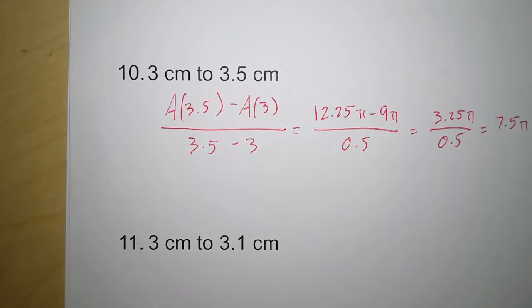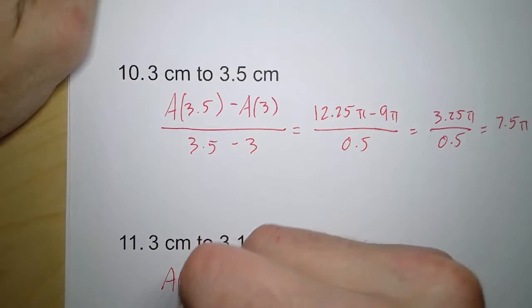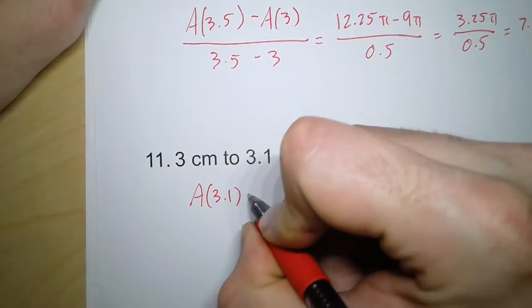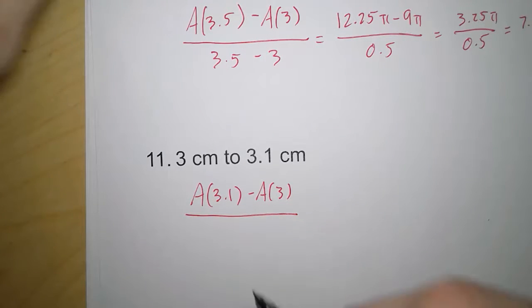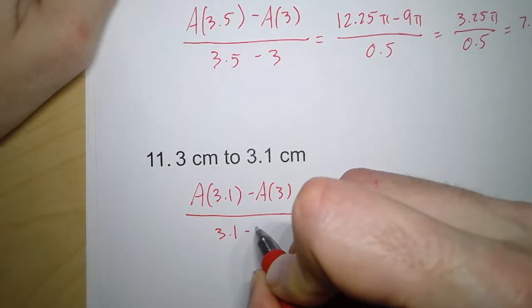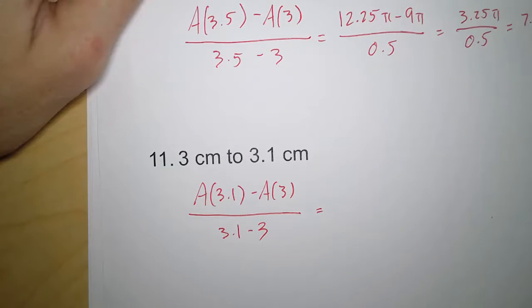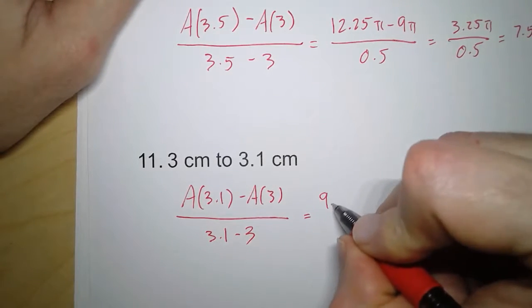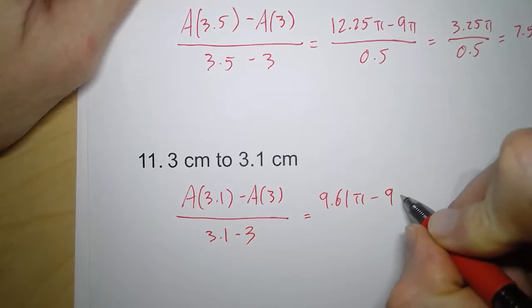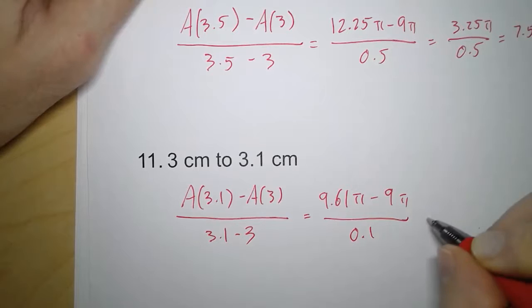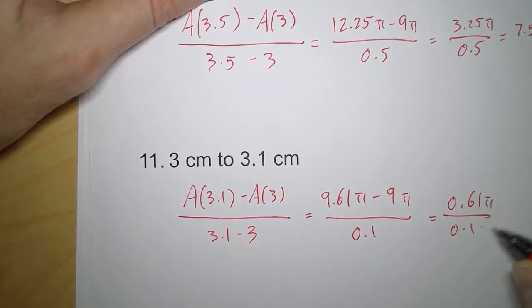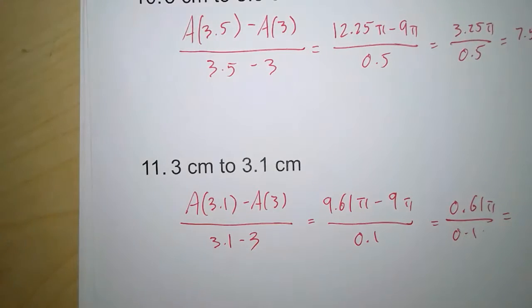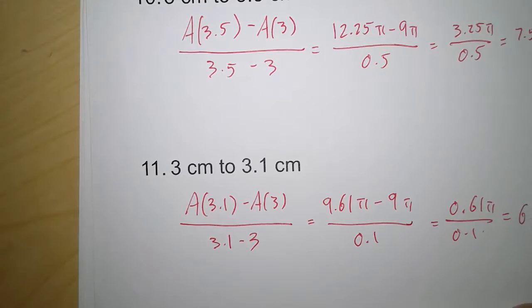And then finally, we're going to look at it from 3 to 3.1. So the area at 3.1 minus the area at 3 all over 3.1 minus 3. And so when we square 3.1, we get 9.61 pi minus 9 pi all over 0.1. And so we have 0.61 pi over 0.1. And that's the same as multiplying by 10. And so we get 6.1 pi.